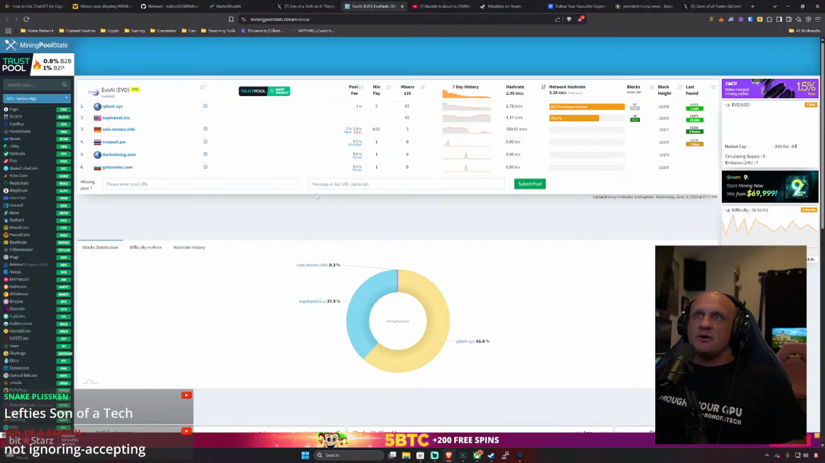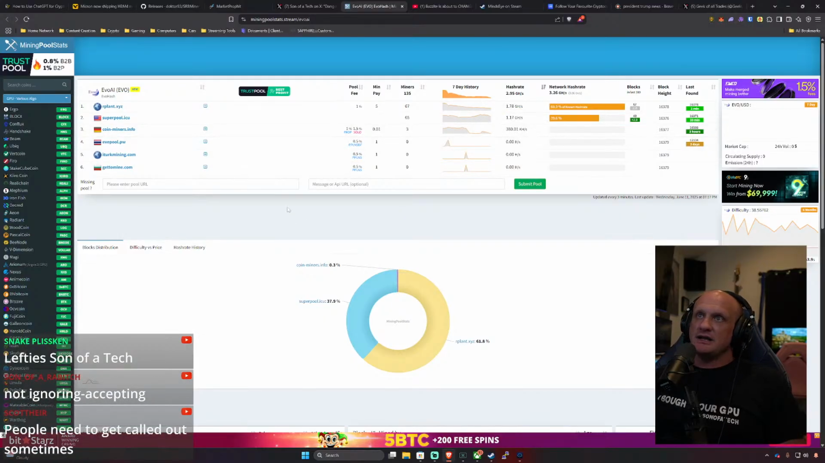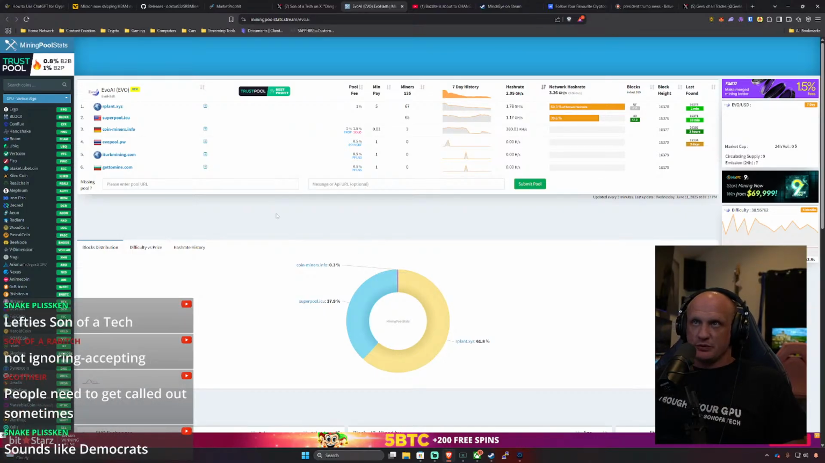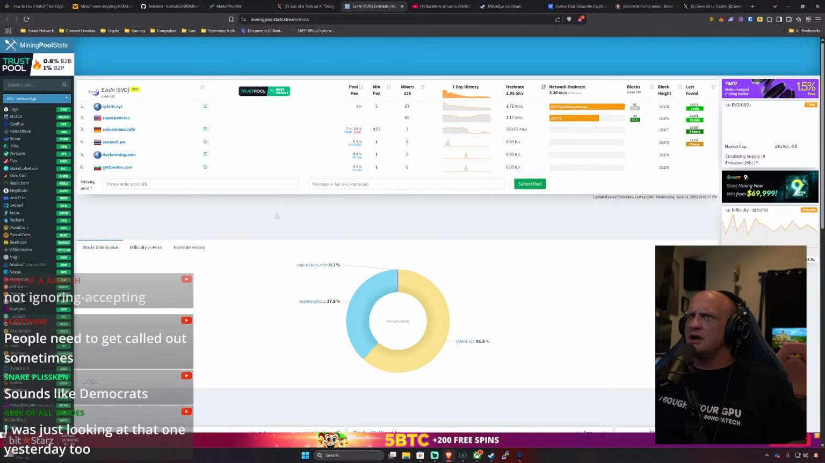But let's get into it. WTF is Evo AI, right? So Evo AI just popped up on mining pool stats. It started out strong with a lot of hash rate, but has dropped off a lot. It's on a few smaller pools that I haven't heard of, and then it's on superpool.icu, get to mine, iTurk mining, which I've heard of, evepool, and coin-miners.info.